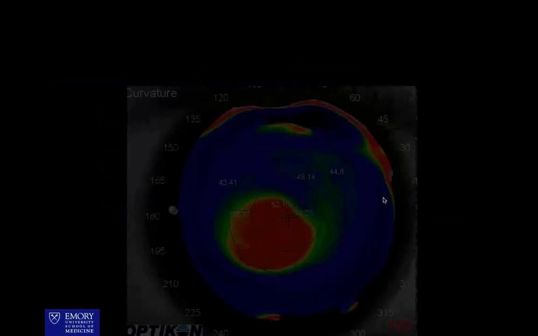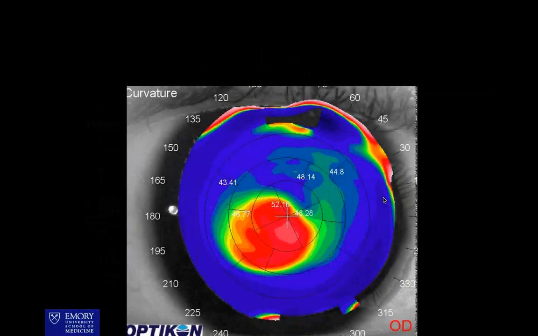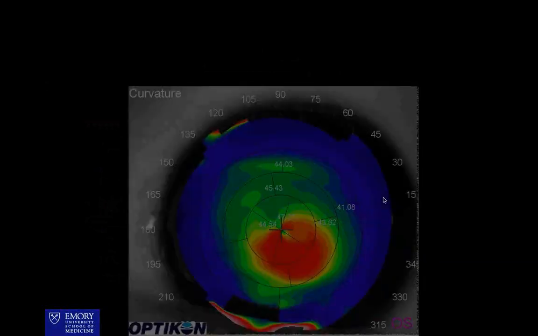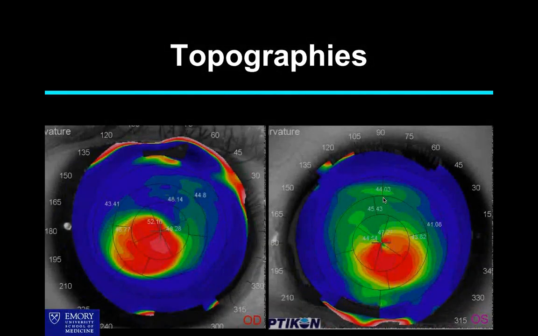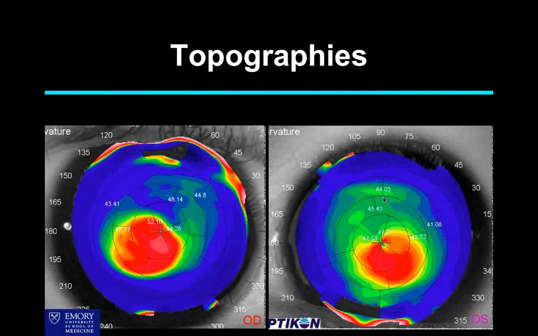Here's topography of the right eye. You can see just paracentral apical scarring, or apex here. Left eye, fairly symmetric as well. There are the bilateral topographies, again, both very central.